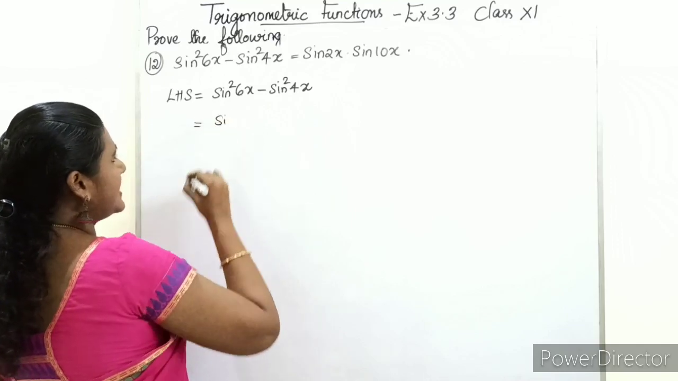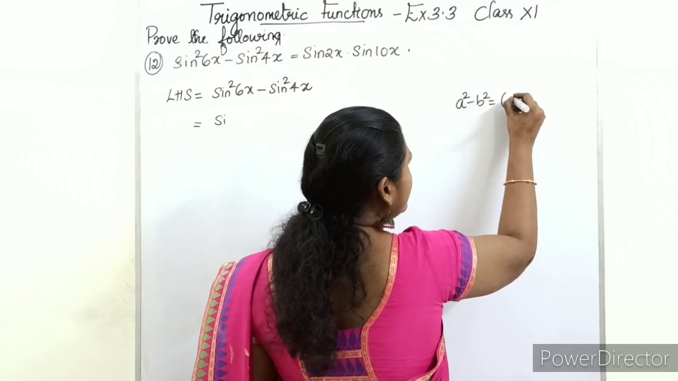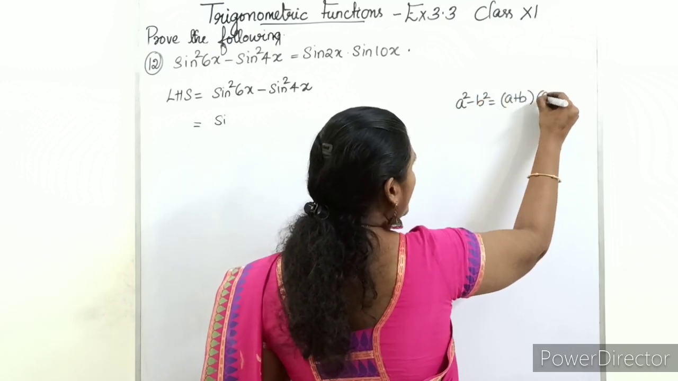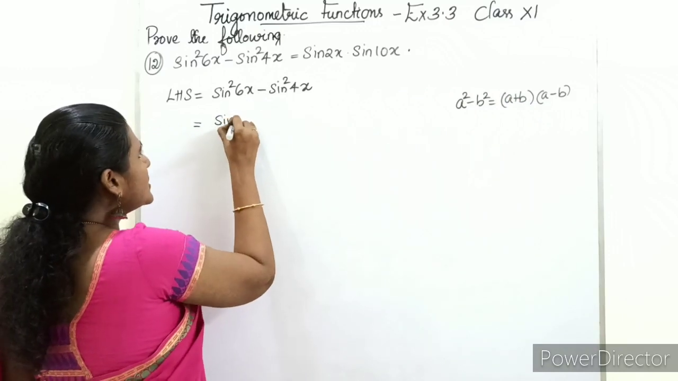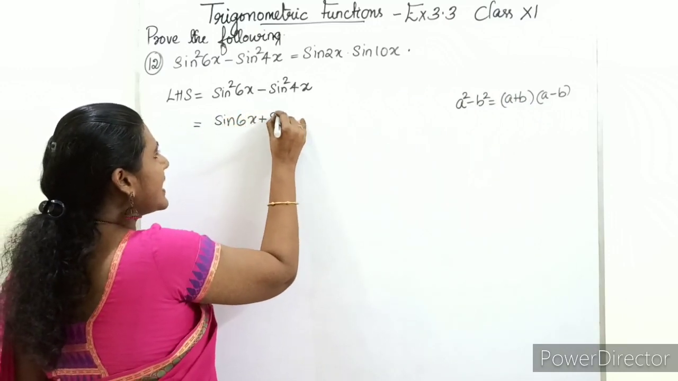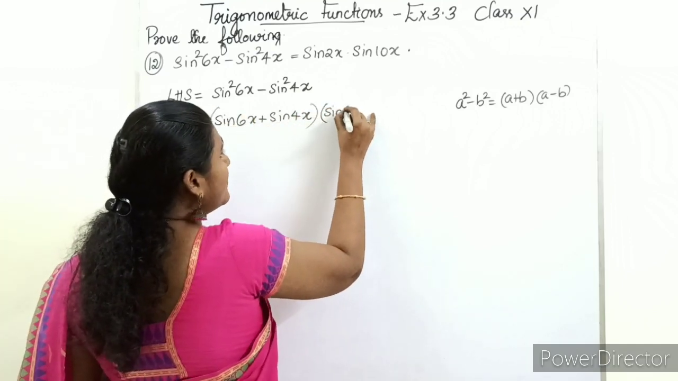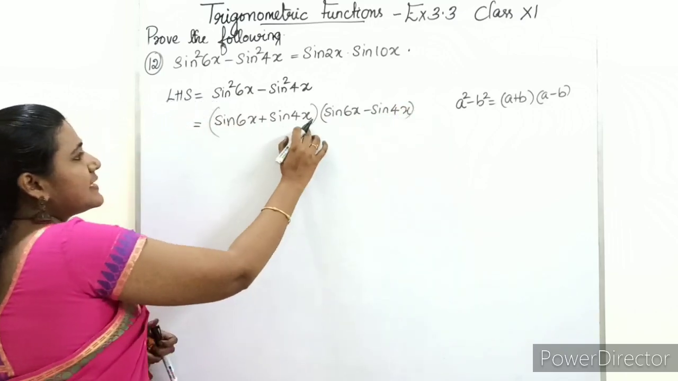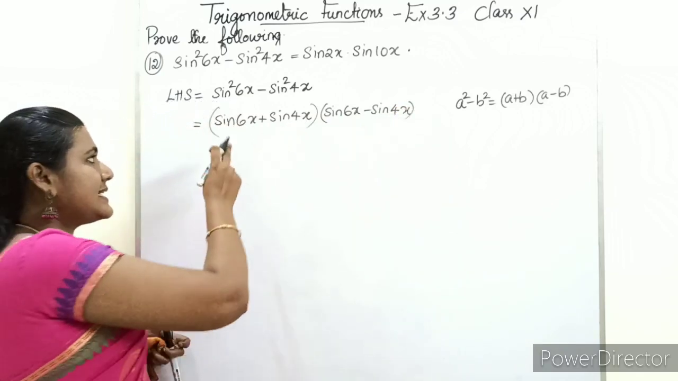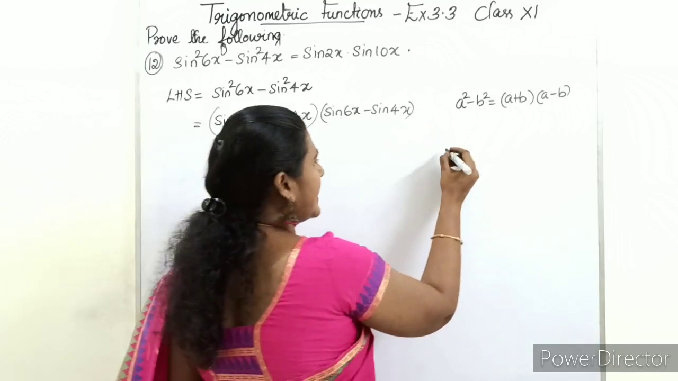What can we write? a² − b² is equal to (a + b) into (a − b). Using this identity we are going to write (sin 6x + sin 4x) into (sin 6x − sin 4x). Now for each term we will use an identity: the sin x + sin y identity for the first, and the sin x − sin y identity for the second.